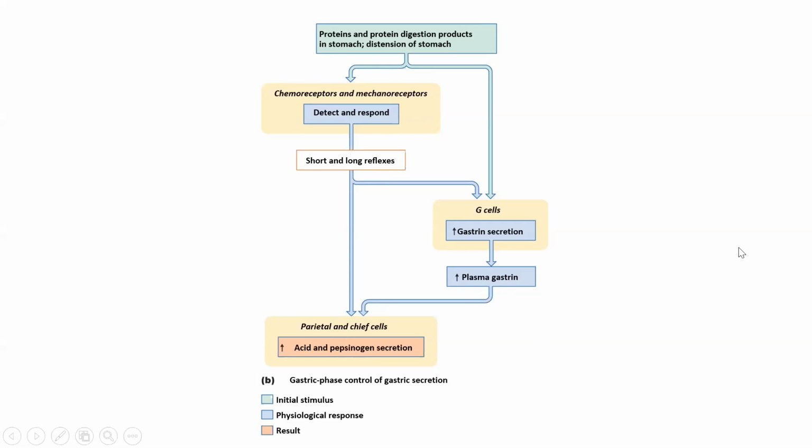So the same responses, but the pathway is now incorporating the short reflex pathway because we're now in the stomach, and the stimuli now is the presence of these things physically located in the stomach, and not things like the sight or smell, which are located in the head.